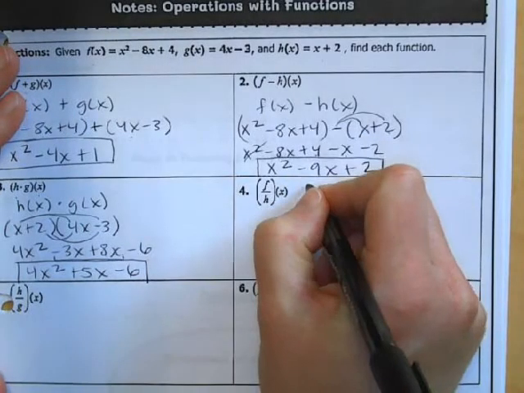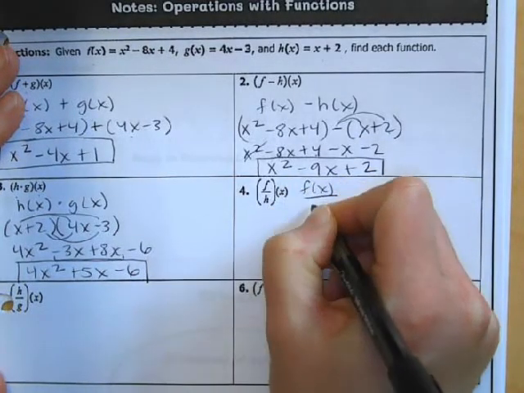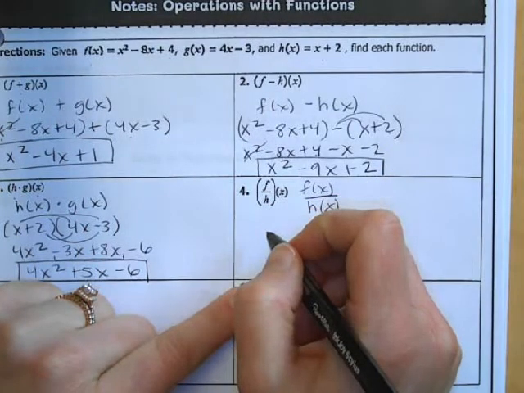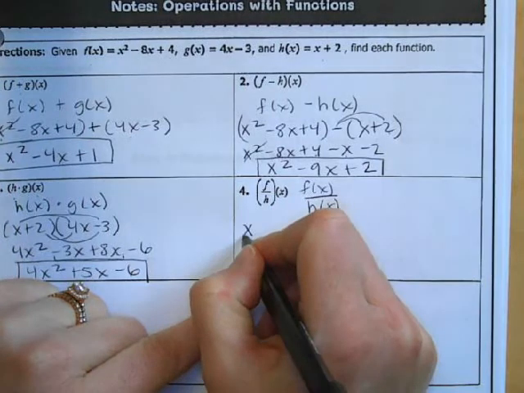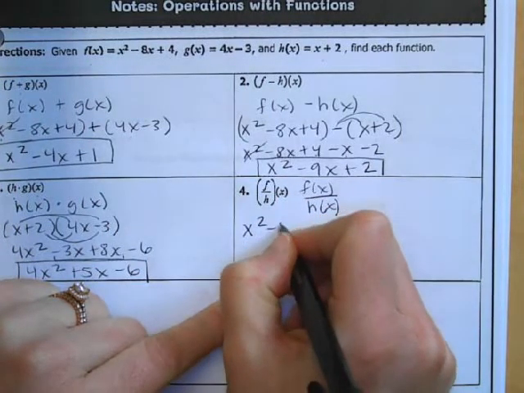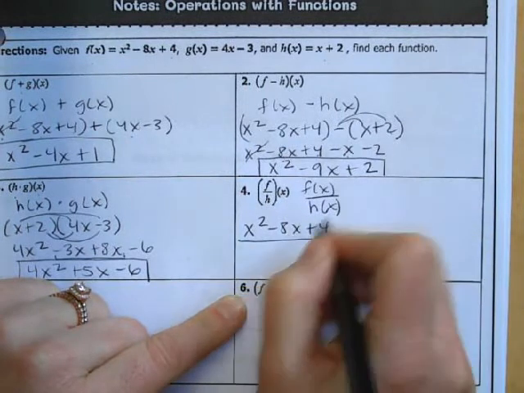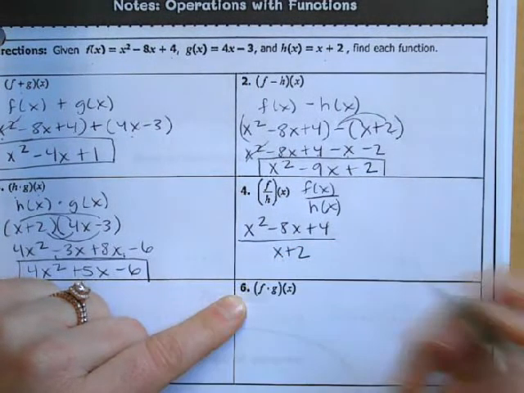So the last one I'm going to do with you is going to show you f of x divided by h of x. So I'm going to write that entire polynomial on top here, so x squared minus 8x plus 4. We're going to divide that by our h of x, which is x plus 2.